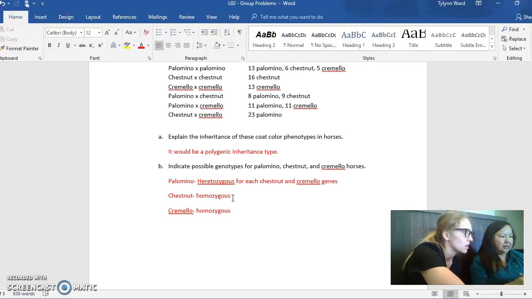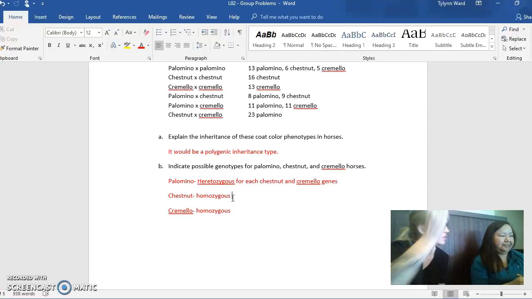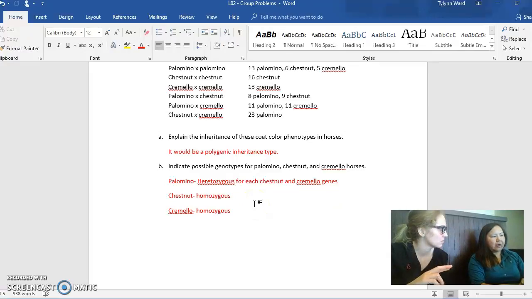Because if you cross the cremella and the cremella, you still get cremella. Chestnut and chestnut, you still get chestnut. But when you cross both of those, you get one. So the Palomino is dominant. Yeah. Or it's heterozygous for both of them. R, so like a big R and a little R. Yeah. And big P and little P. Right. Okay. That's what we got.